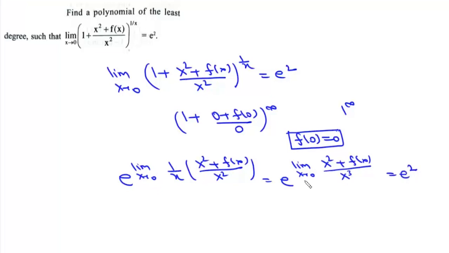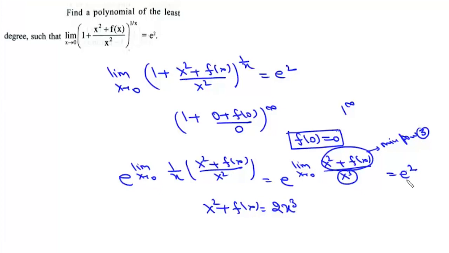Now this is x tends to 0, and in the denominator the minimum power is 3. So in the numerator also, this x square plus f(x) should have minimum power 3 to have a non-zero finite answer. That means x square plus f(x) must be of the form 2x cube to get this limit as e square. And since we are trying to find a polynomial of least degree, we have discarded terms containing x to the power 4, x to the power 5. So we'll have least degree only 3. So in this case, the function f(x) will be minus x square plus 2x cube.